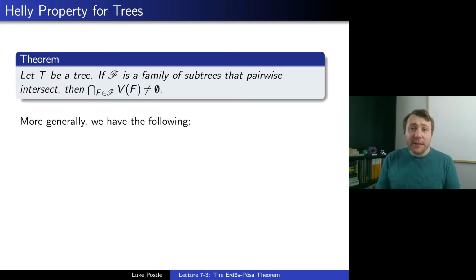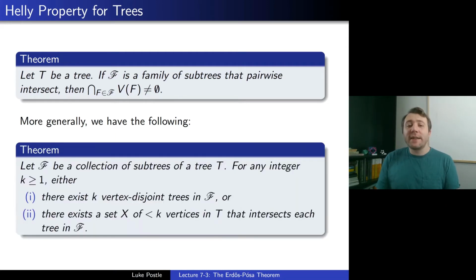And more generally, we can actually prove the following, again not too hard from induction techniques. Let F be a collection of subtrees of a tree T. Then for any integer k at least one, either there exist k vertex-disjoint trees in F, or we can find a set X of fewer than k vertices in T that intersects each tree in F. So we can either find many disjoint trees in our F, or we can find a small hitting set or a small cover of F.